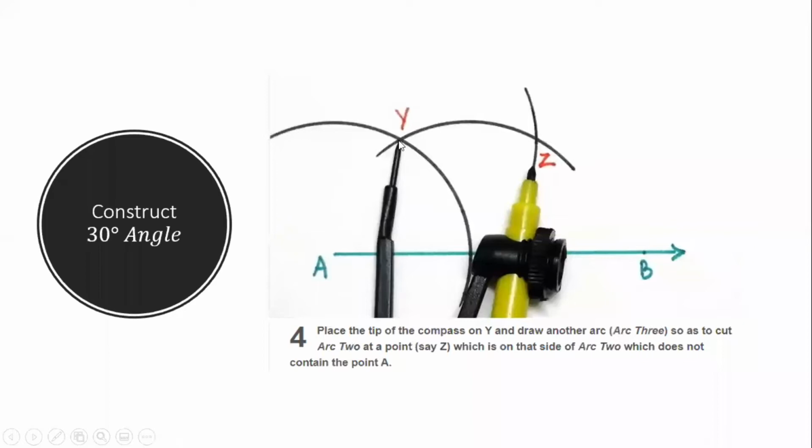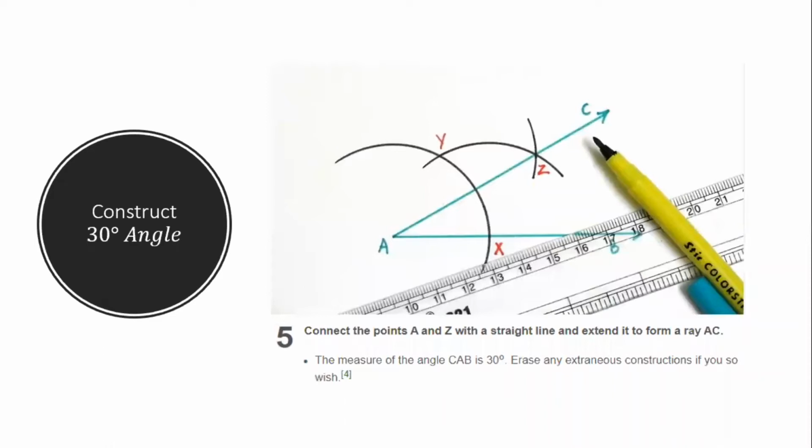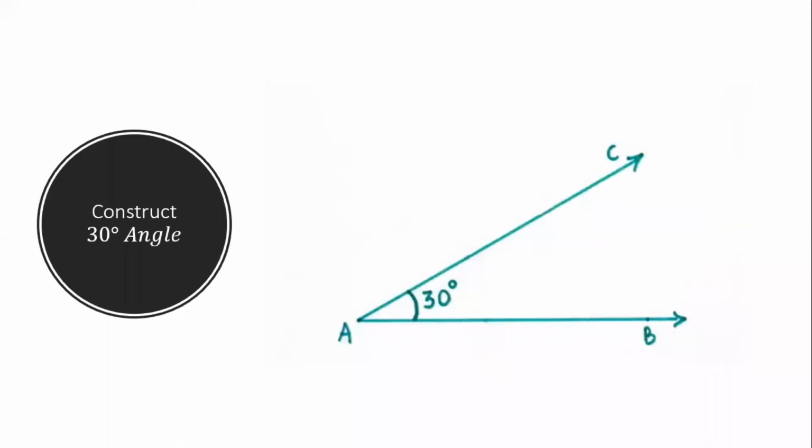We're now using the point here at Y to bisect itself to get an intersection at Z, and this is now our 30 degrees angle. You just draw a line from the point of origin, which we're using as A, and draw it through the intersection.